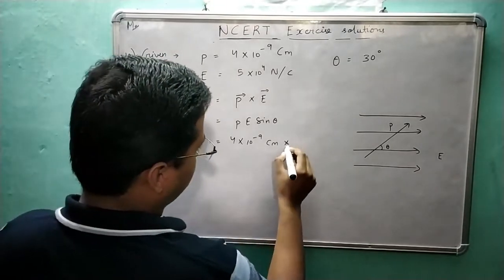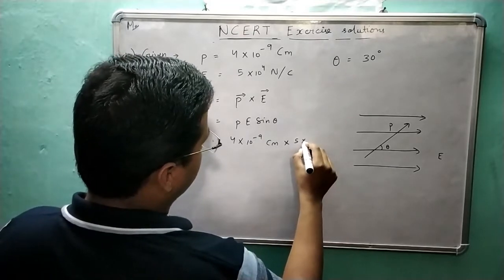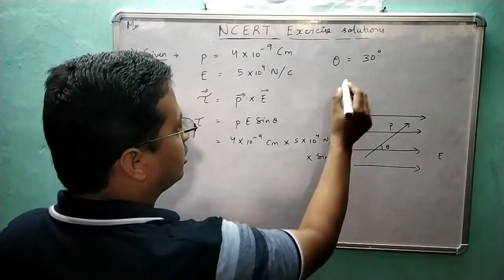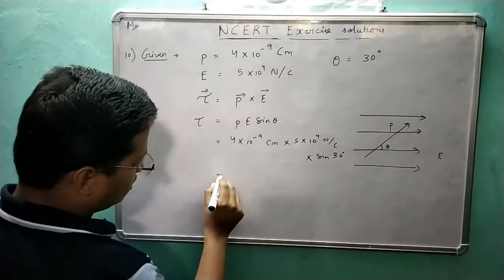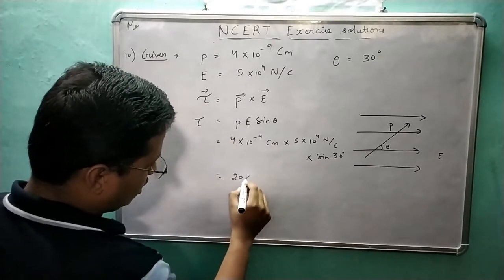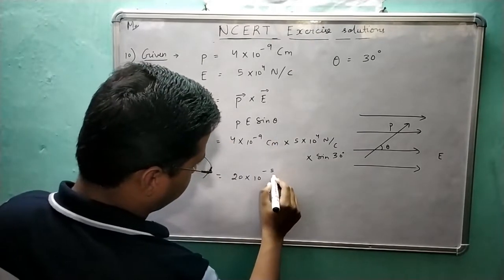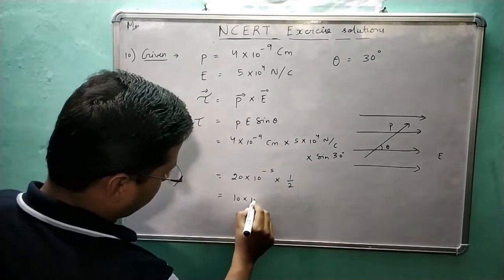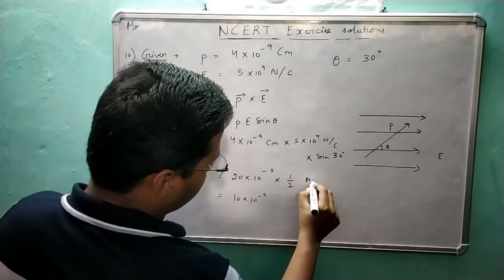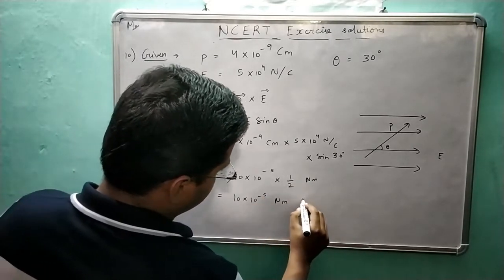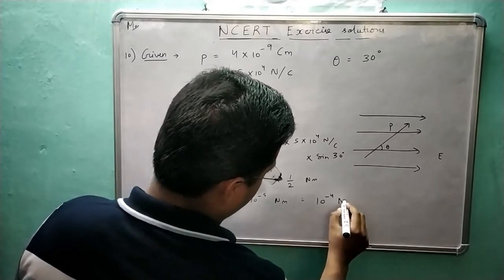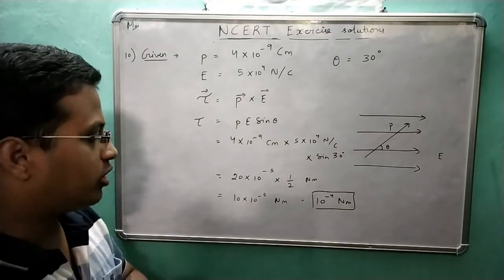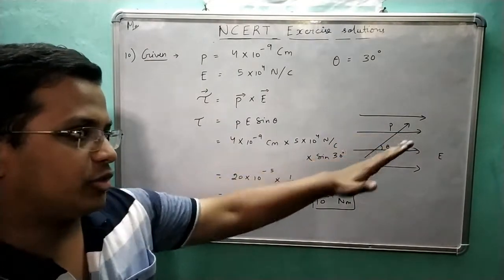Newton per coulomb into sine of theta. Theta is 30 degree. So this becomes 5 into 4 is 20 into 10 to the power minus 5. Sine 30 is 1 by 2. So this becomes 10 into 10 to the power minus 5 Newton meter, so 10 to the power minus 4 Newton meter. So this is the torque which is acting on the dipole.